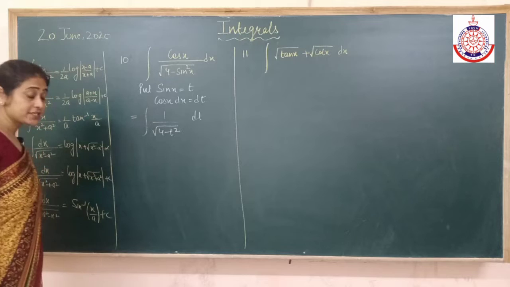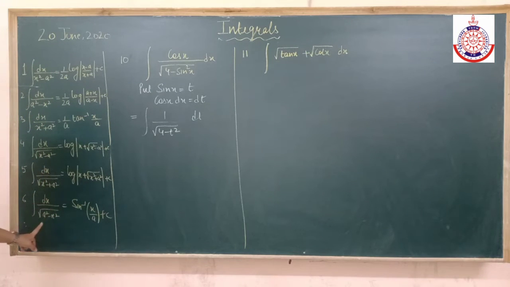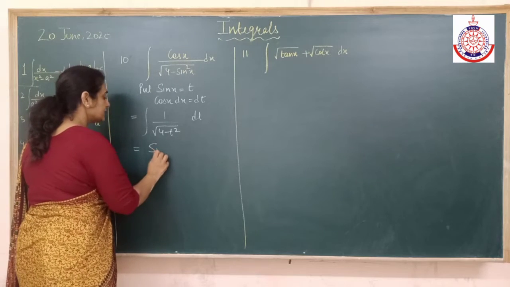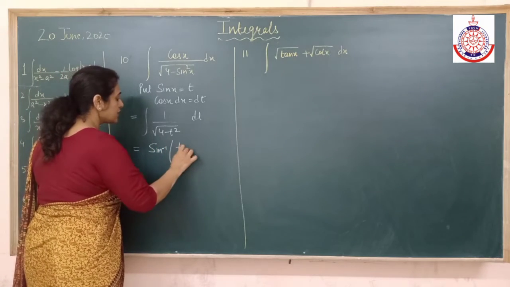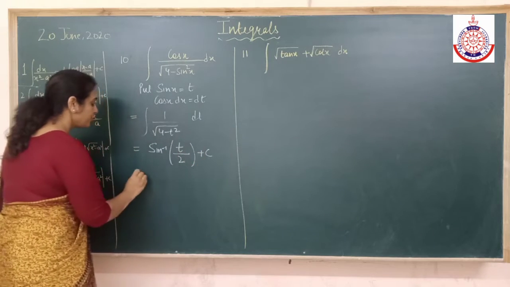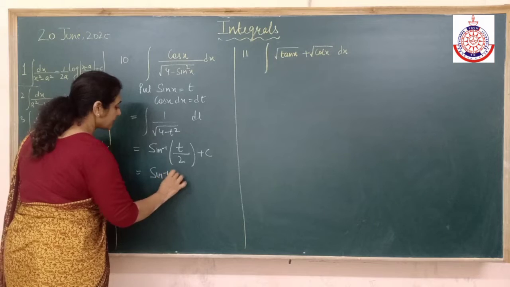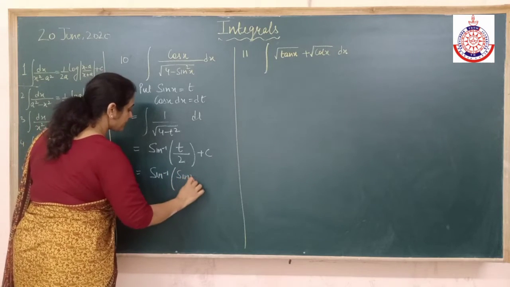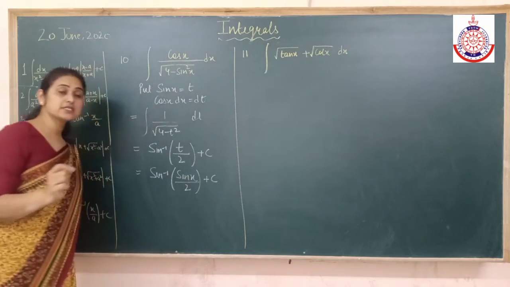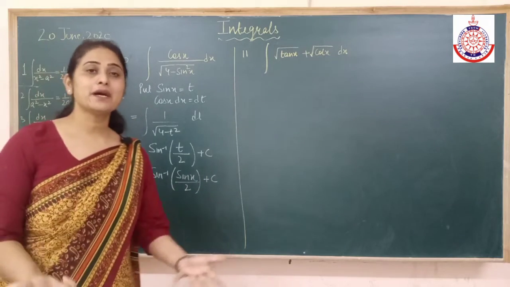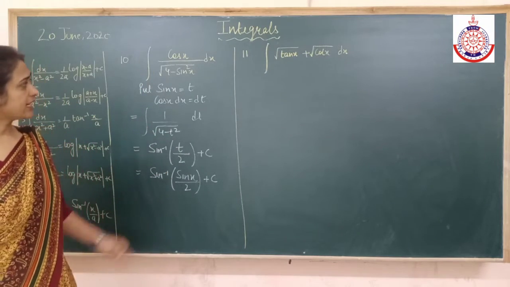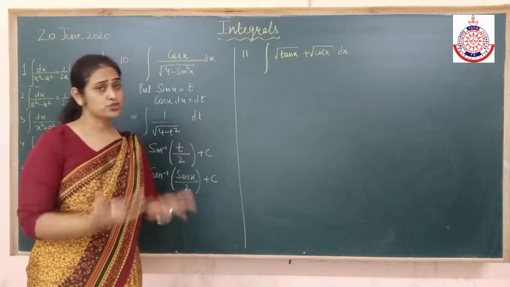Which form can I correlate it? It's the last one. 1 upon under root a square minus x square. So what is the integration? Sine inverse t upon a. This is a square. I need a plus c. Put the value of t back. That is sine x. Because you should always start with the same variable. You should always end with the same variable where it started. T was never a part of the question given to us. So I have to finish it with sine. Clear? So that I told you, substitution is most important.